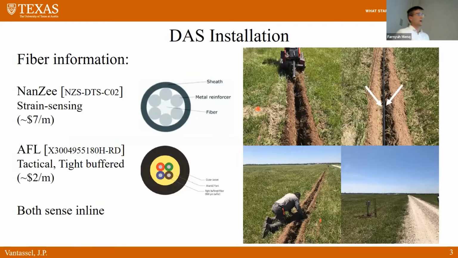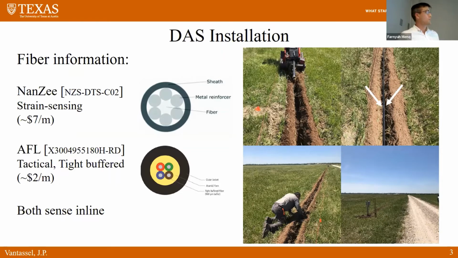So a little bit about the DAS installation. We actually installed 2 different DAS cables. One is the NANZ strain sensing cable, and the other one is an AFL tactical tightly buffered cable. For the presentation, we're only going to be talking about results from the NANZ, and we're going to leave the AFL to later, and I won't be talking about that today.